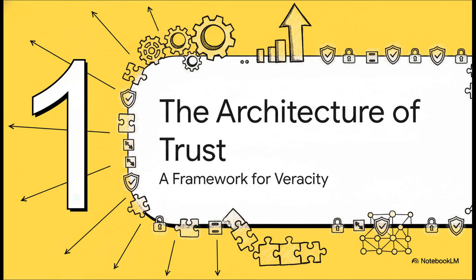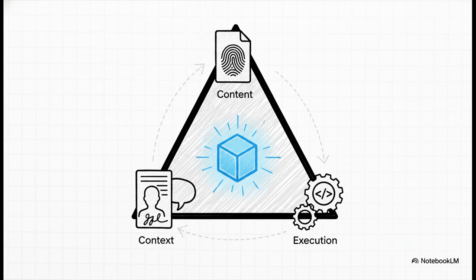Let's get into it. So, to really get a handle on where our data comes from, we have to look at it from three different angles. And the solution is this really cool holistic model called the provenance triad. It breaks everything down into three key parts: content, context, and execution. Let's break down each one.